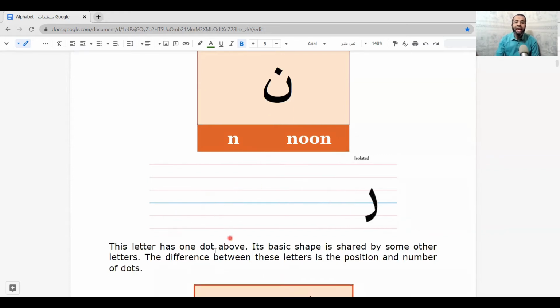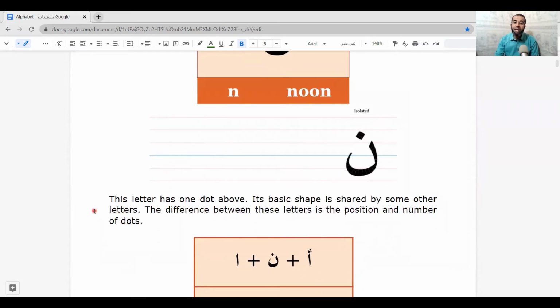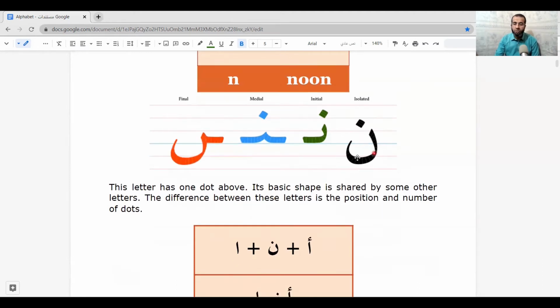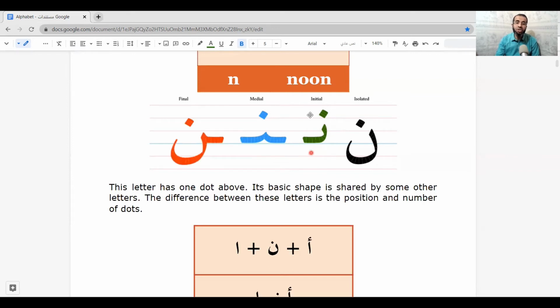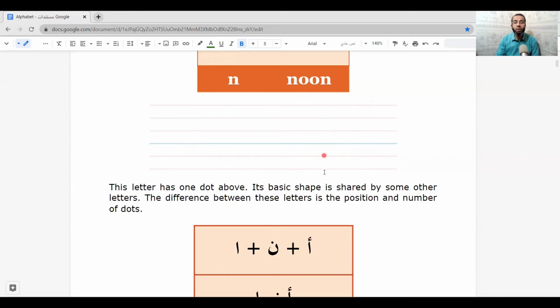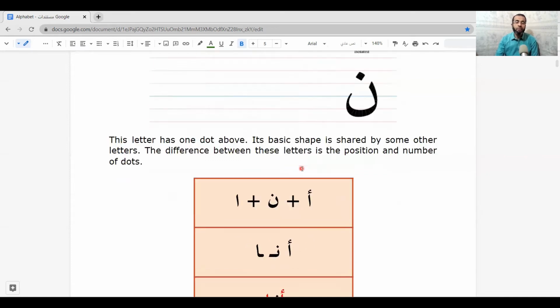This letter, as you see, has one dot above. Its basic shape is shared by some other letters. The difference between these letters is in the position and number of dots. So here there is one dot and it's above. But there are other letters which look like it. There is another letter which has one dot below, and a third letter which has two dots above, and another letter which has two dots below, and another letter which has three dots above. And we will study all these letters later on, inshallah.